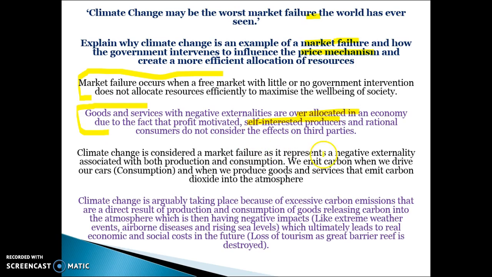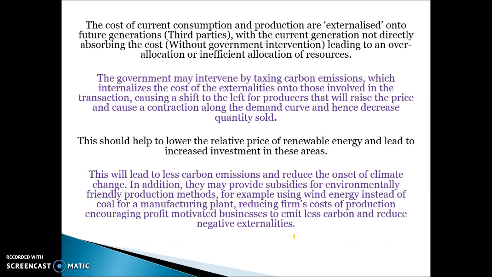Climate change is a negative externality in both production and consumption because we emit carbon into the atmosphere when we drive our cars or when we produce goods or services. It's arguably taking place because of excessive carbon emissions, and that's leading to negative impacts like extreme weather events, airborne diseases, and rising sea levels, which can hurt tourism, etc. The cost of current consumption and production are externalised onto future generations. That's why it's a negative externality.